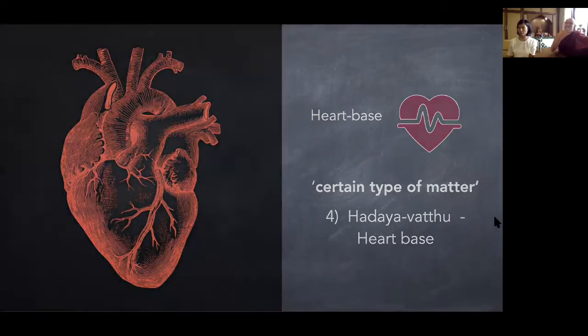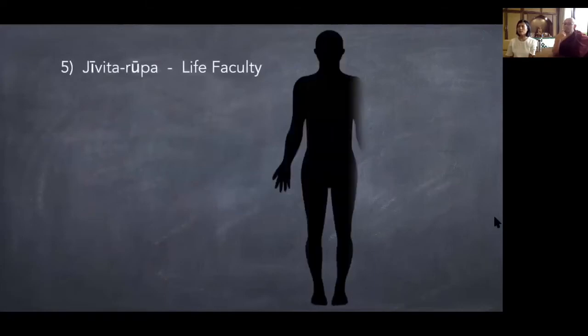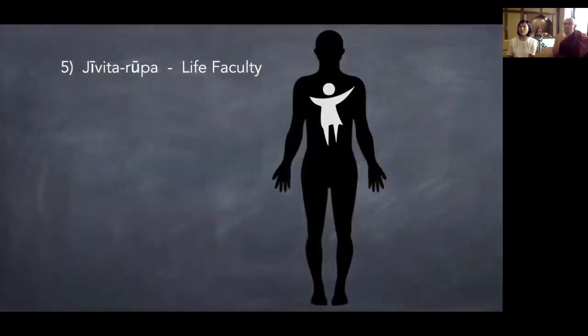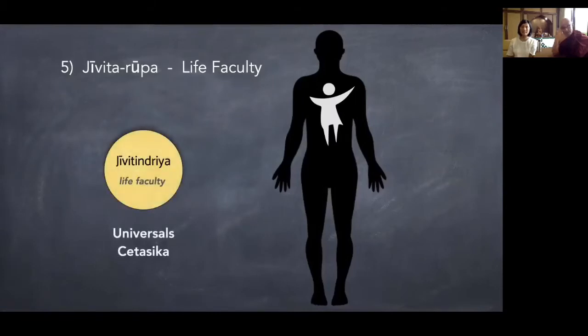Now, let's go to another one. Another one we are coming to is called Jivita-rupa, life faculty. Jivita-rupa sounds very familiar, no? Because in chapter 2, when we studied the Cetasikas, you already met Jivitindriya, life faculty, as a universal Cetasika. In the same way, Jivitindriya maintains the citta and all its associated ingredients. It maintains it alive.